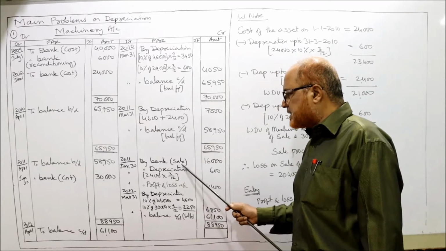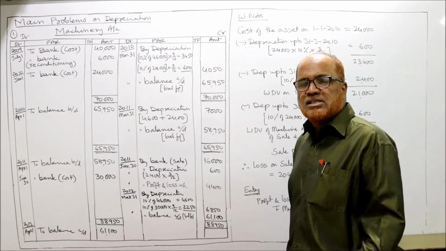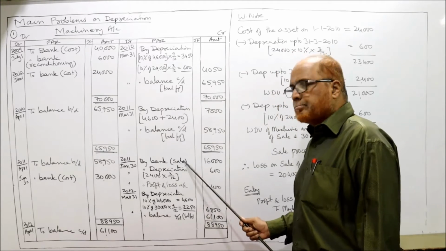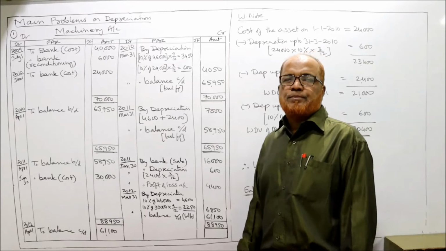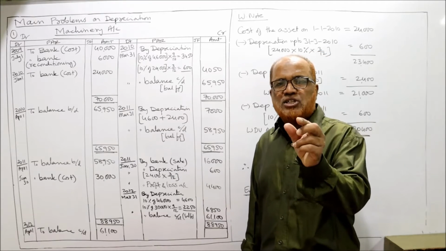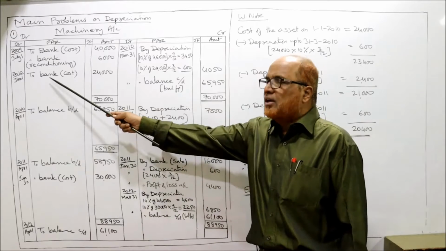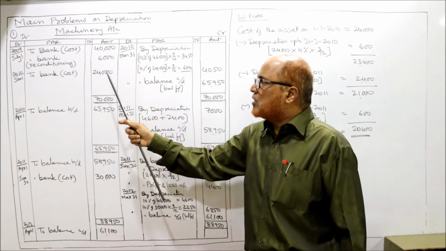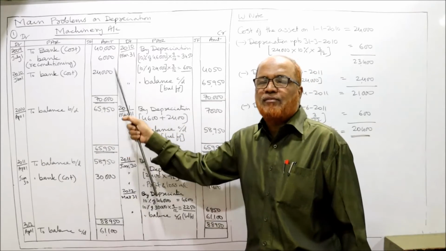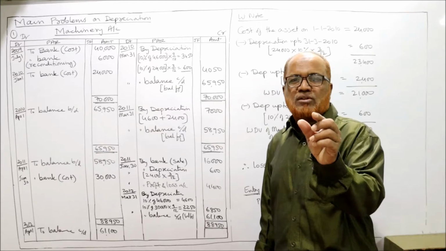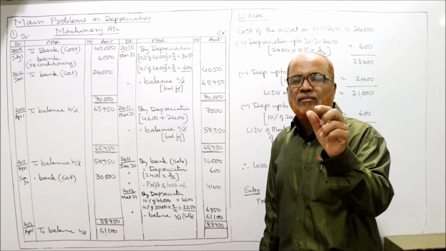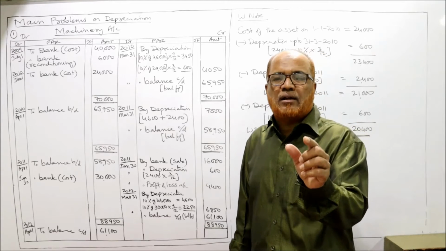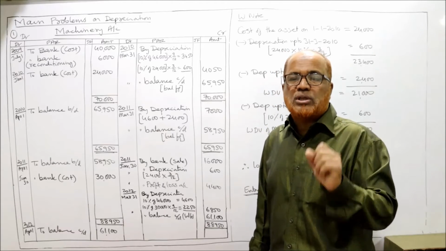So by bank, sale 16,000. At 16,000 rupees the machine is sold, given in the problem. Second entry, depreciation on that machine which is sold. Which machine is sold? The machine which was purchased on 1st January 2010. What is the cost of the machine? 24,000 is the cost of the machine. Depreciation at the rate of 10%. So 10% of 24,000, 2,400. So annual depreciation 2,400.